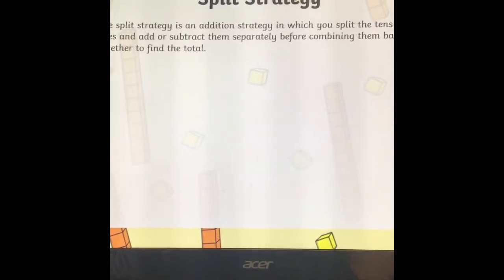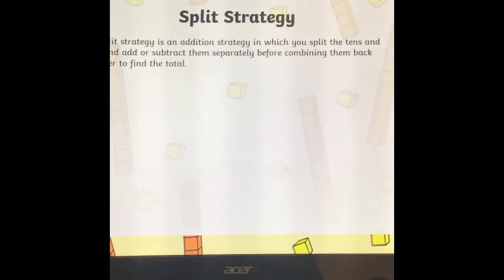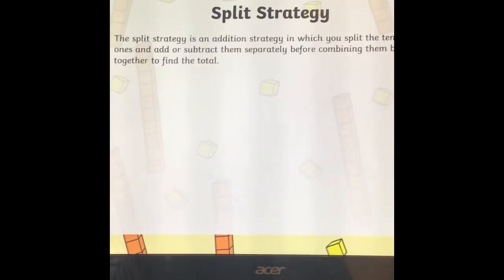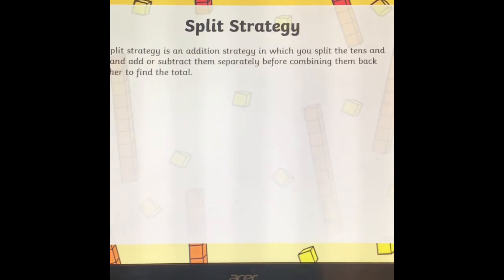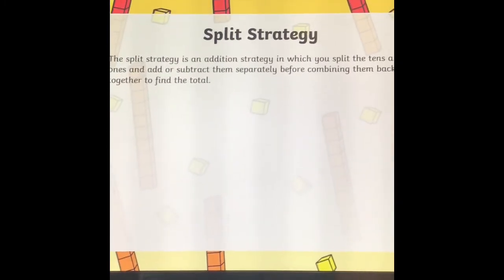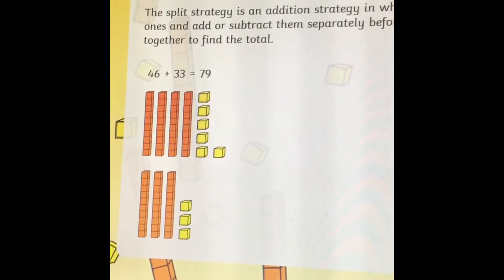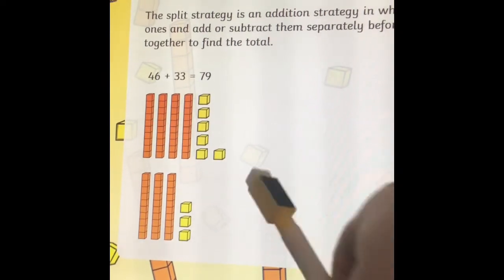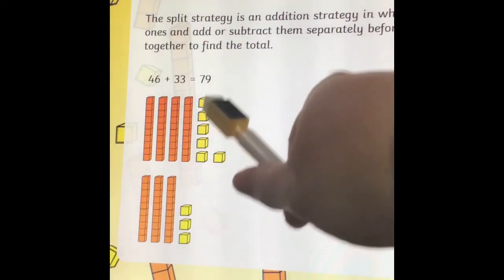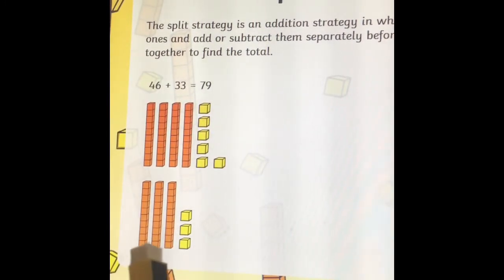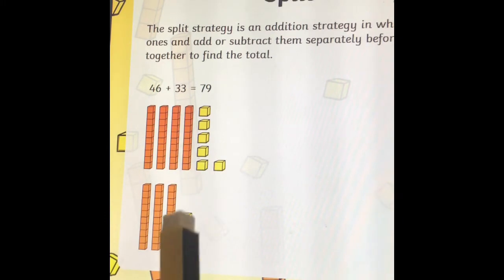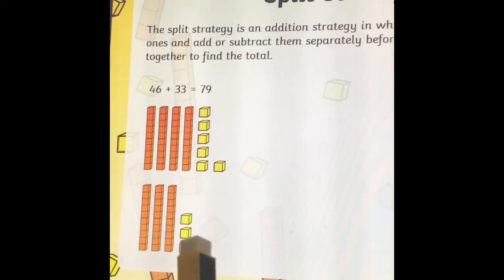So what is a split strategy? It's a strategy of adding where we're going to split up the tens and the ones to add them, and then we're going to put them back together to find the total. So we have a sum here, which seems really big. 46 add 33. Now we can see in the first diagram here that that is 4 tens and 6 ones, 46. And in this diagram here, it's 33, 3 tens and 3 ones.